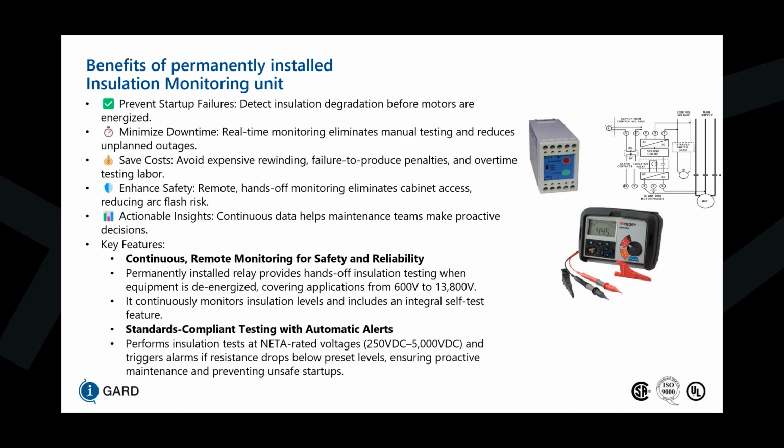So the key features are continuous remote monitoring for safety and reliability. With the permanently installed relay, it provides hands-off insulation testing, covering applications from 600 volts to 13.8 kV. And it continuously monitors insulation levels and includes an integral self-test feature as well. We also have standard compliance testing with automatic alerts. So we perform insulation tests at NETA rated voltages between 250 volts DC to 5,000 volts DC, and trigger alarms if resistance drops below preset levels, ensuring proactive maintenance and preventing unsafe startups.